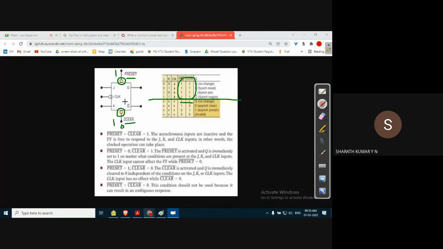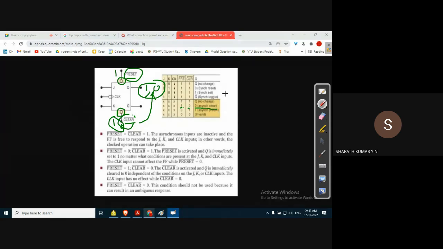When both preset and clear are 1, 1, output Q depends only on the inputs J and K and the clock pulse. Whereas if preset is 1 and clear is 0, first we have to understand that 1 does not have any effect. What does the name suggest, by the way? Preset, pre. Initially set Q to 1. Preset means the initial condition should be 1. Clear means Q should be 0. So when preset is 1, it does not have any effect, whereas clear is 0. Clear means clear the output to 0, and hence output is set to 0.